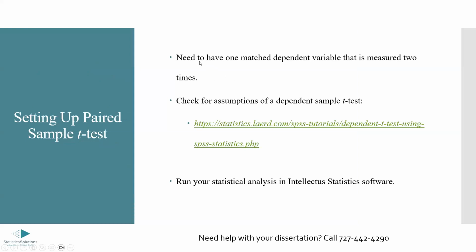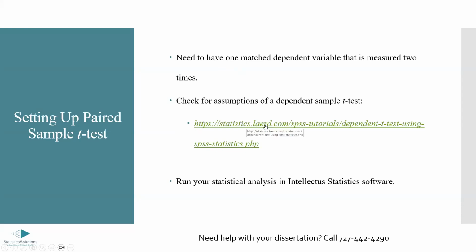So how do you set this up? Again, you need to have one matched dependent variable that is measured twice, not more than twice. If it's more than twice, then you can do ANOVAs. But in this case, we only have 2 points in time. So you do a paired t-test.